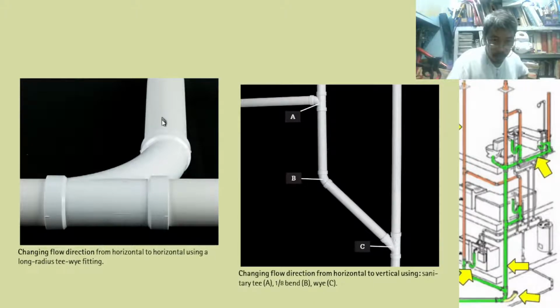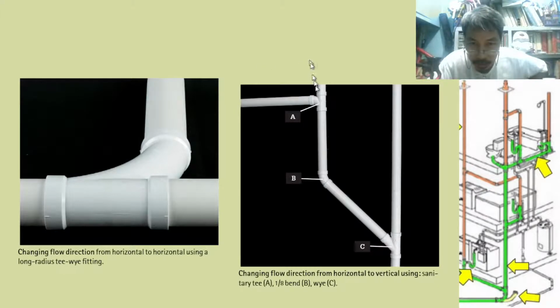Okay? So from horizontal to horizontal, using a long radius TY fitting. So TY fitting here can be used in horizontal to horizontal. Let's familiarize ourselves. The slope is noticeable, but this is a bad slope. The slope should be reversed. The slope should be going down here, not going down here. Going down to the right, not going down to the left. This is a bad slope. The correct way is like this, going down to the right.